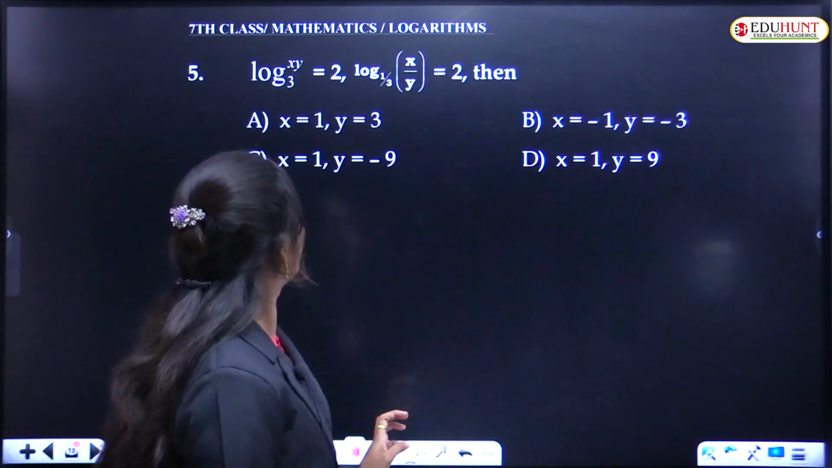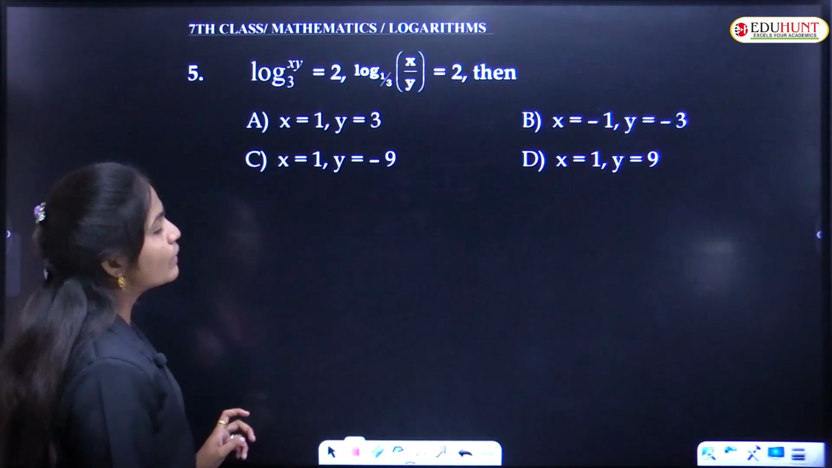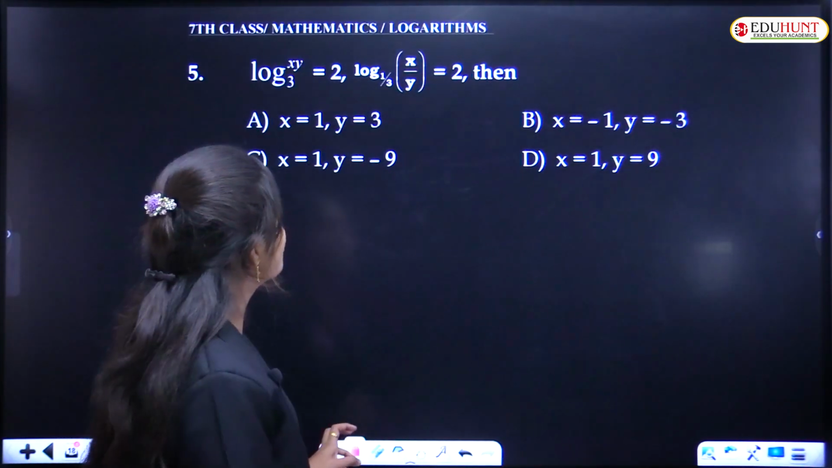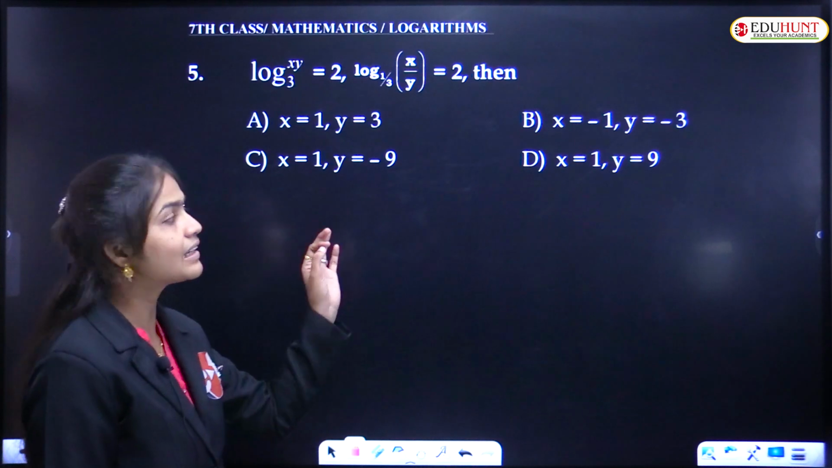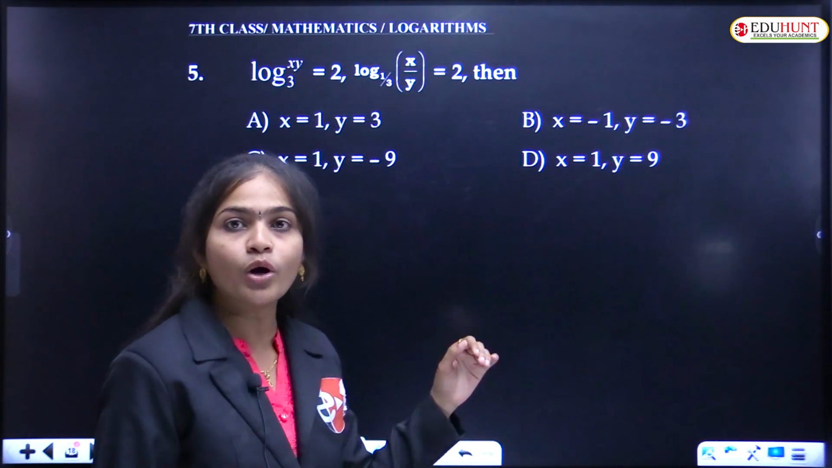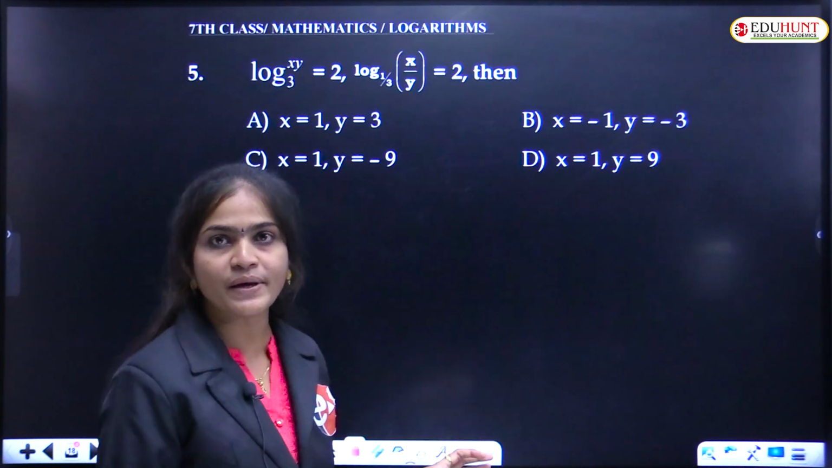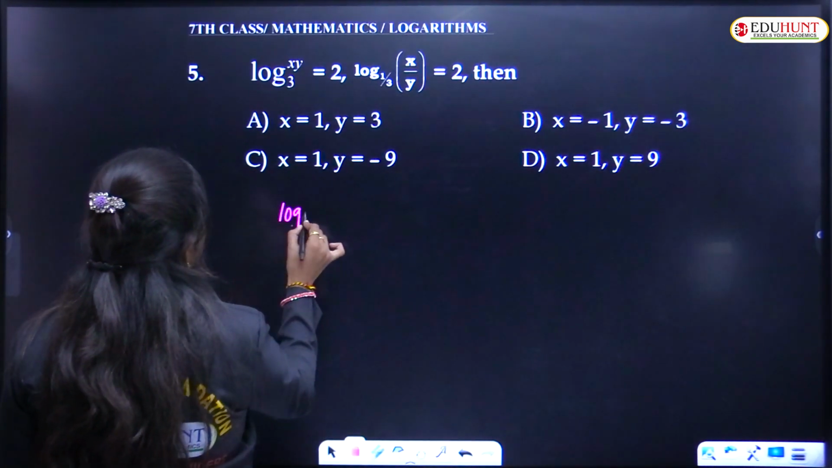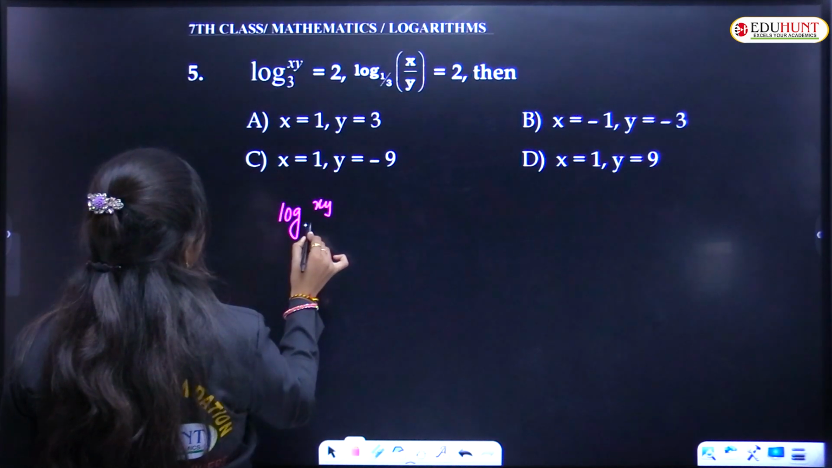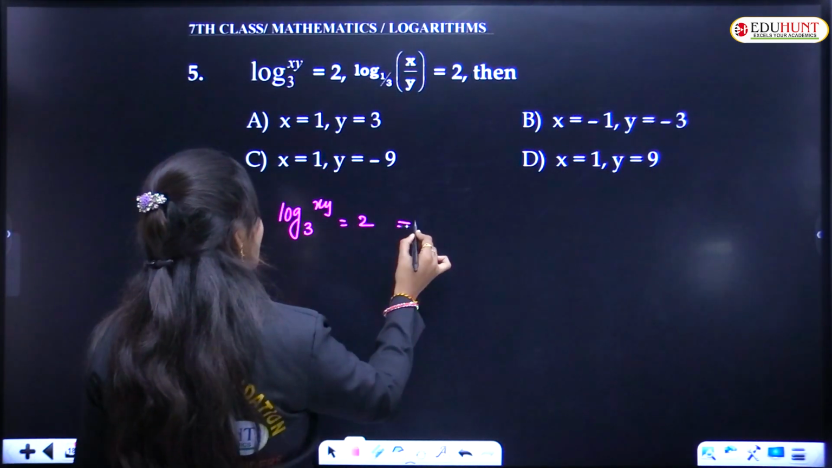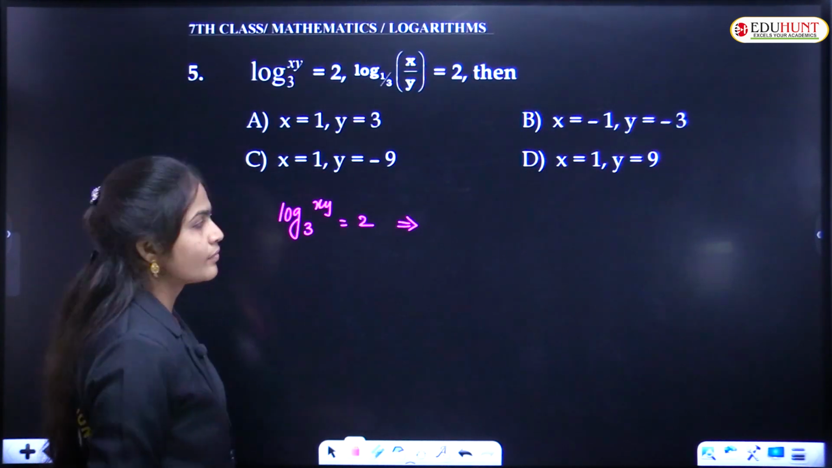See here, log xy base 3 is equal to 2. Log x by y base 1 by 3 is equal to 2. They are asking what is the value of x and what is the value of y, at what values these two conditions are satisfied. So see here, log of xy to the base 3 is equal to 2. Just write the exponential form of this one. Okay, why?